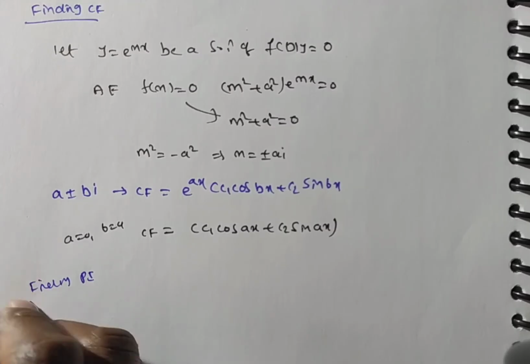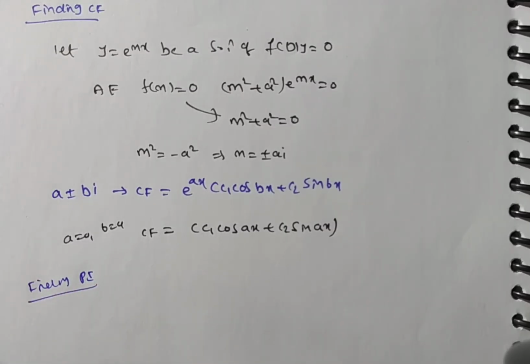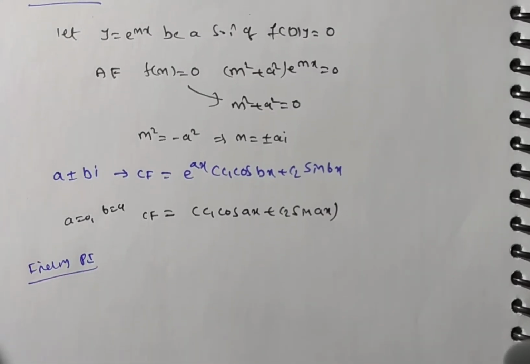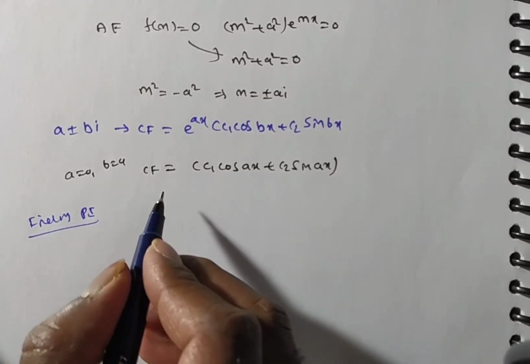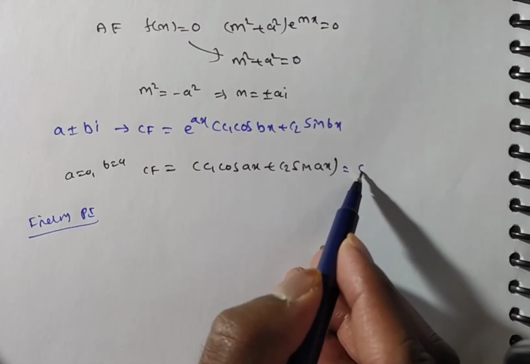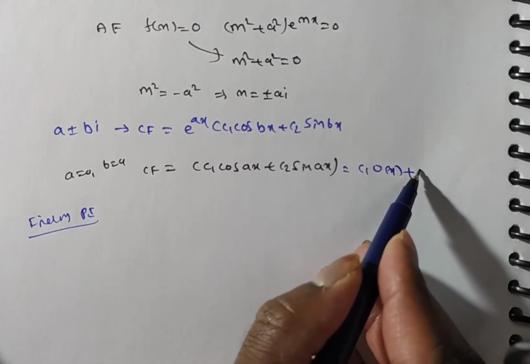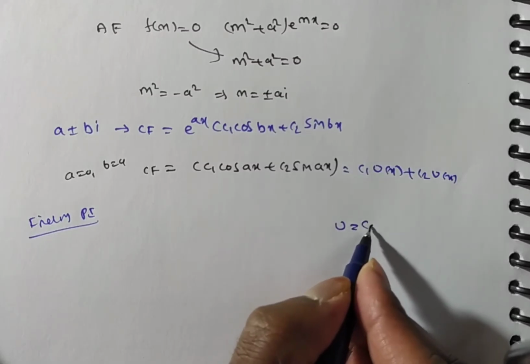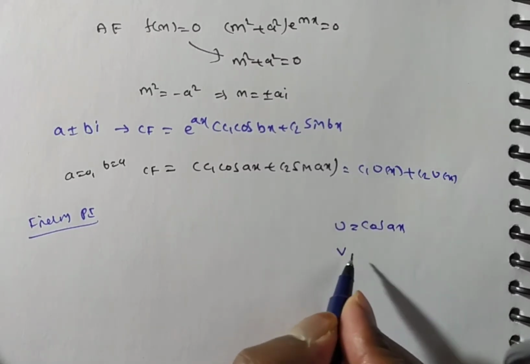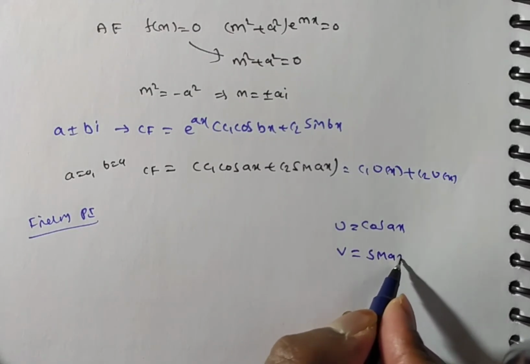Particular integral. How to find the particular integral? Which method are we using? The variation of parameters method. In this method, the complementary function we first treat as c1 u of x plus c2 v of x, where u of x is equal to cos ax and v of x is equal to sin ax.